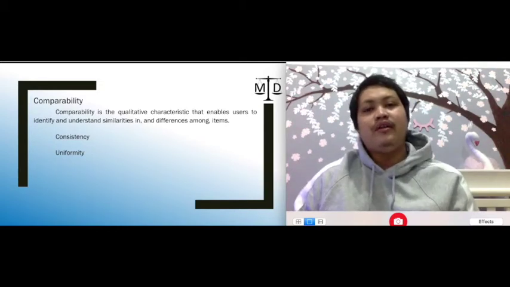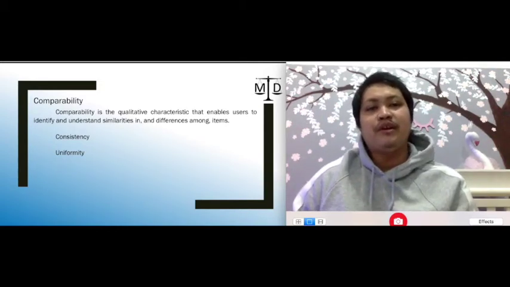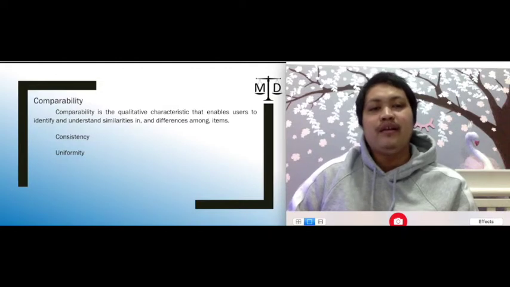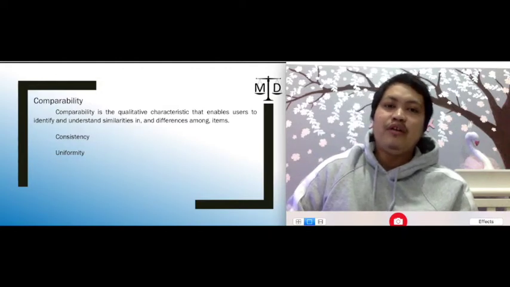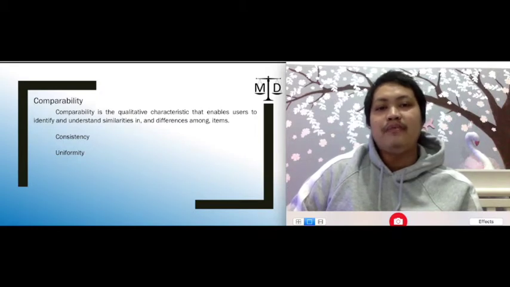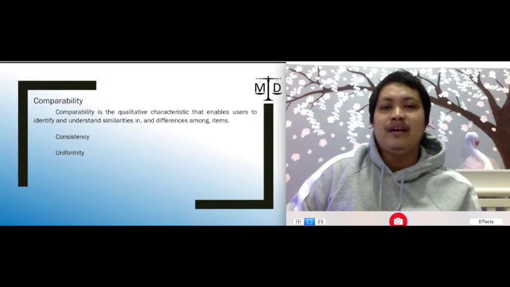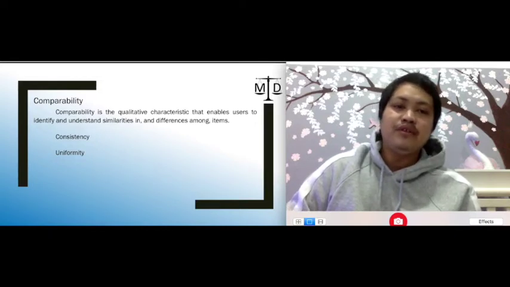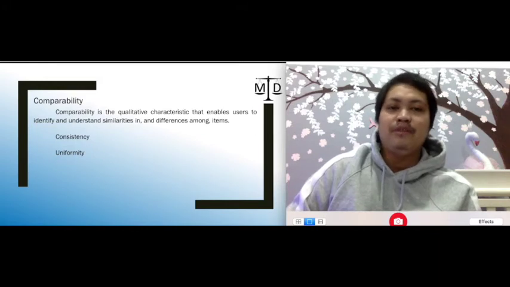If you'll recall the objective of general purpose financial reporting, it is to provide our financial statement users with information so that they can make informed economic decisions. If you'll recall the decision needs of our financial statement users, it is primarily to help them decide whether they should make an investment, whether they should sell their investment, or whether they should continue to hold on to their investment. And comparability helps greatly the financial statement users to make such decisions.